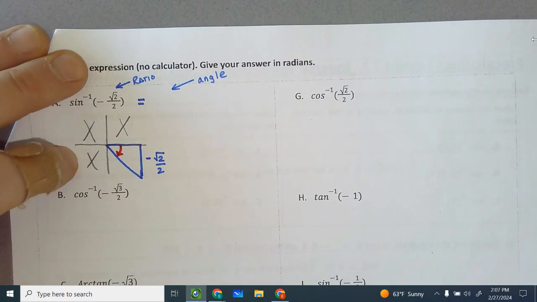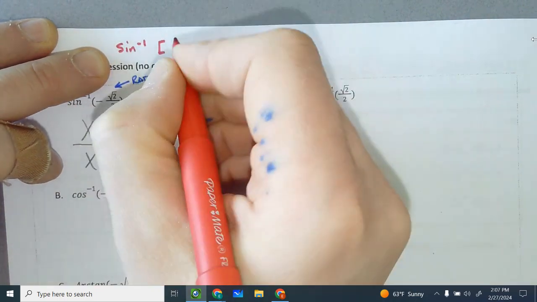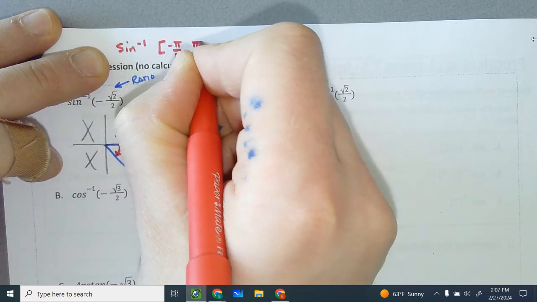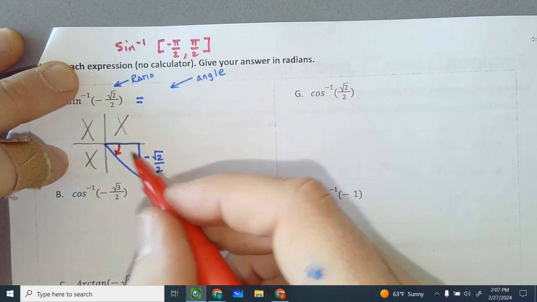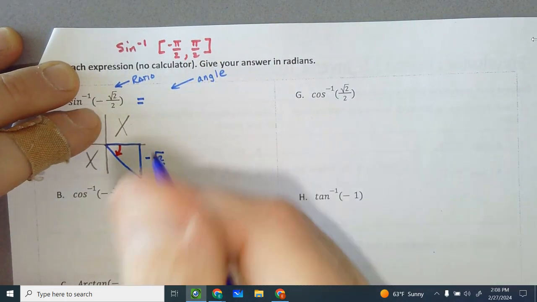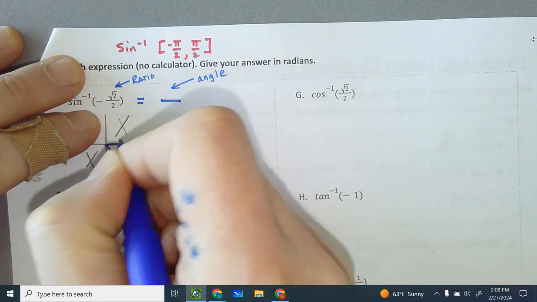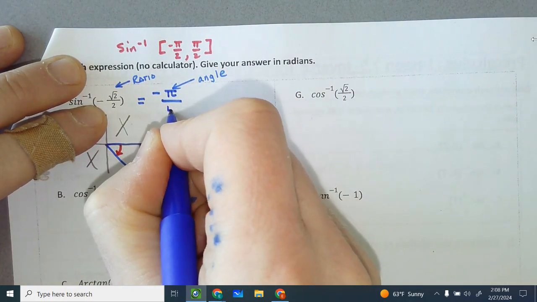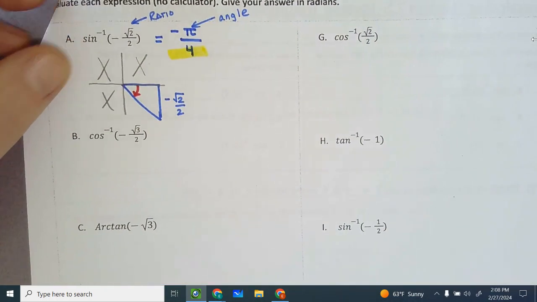Now, one of the things I want to remind you is that if it's inverse sine, then your answers have to be between negative pi over 2 and pi over 2. So we're looking for an angle that has a sine ratio of negative roots of 2 over 2 and falls between those two. And the answer is going to be that since 45 degrees goes with pi over 4, and this is in the negative direction, this is negative pi divided by 4. All right, let's keep rocking and rolling. B.